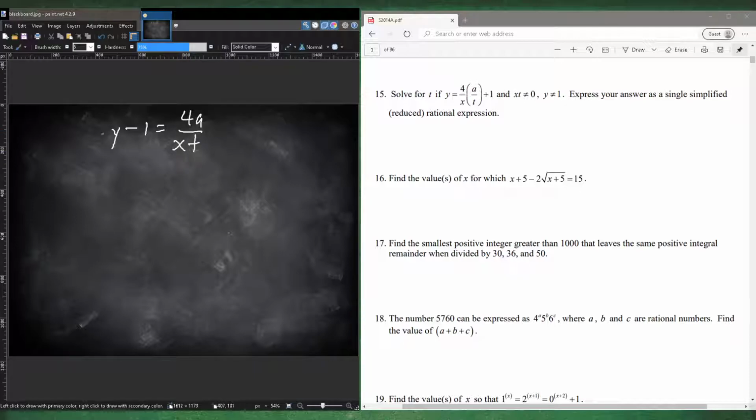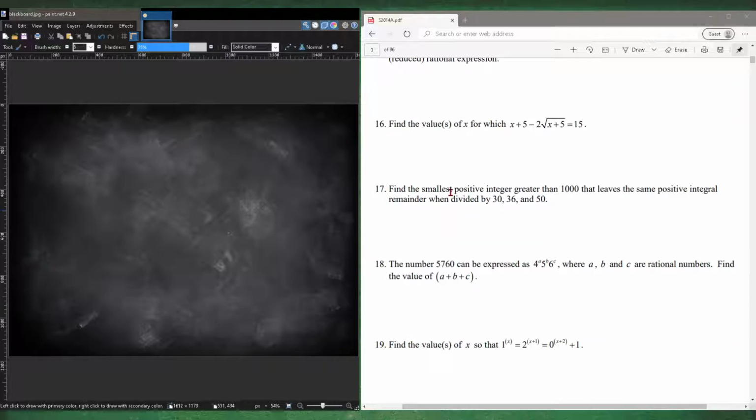So let's just switch the denominator and the one that's equal to. So 4a over y minus 1 equals xt. So that means our t is 4a divided by x times y minus 1. That's equal to t. And you could just write it like this. You could distribute out the x to make xy minus x, but it's still the same thing. And that's 15. It should be that simple.